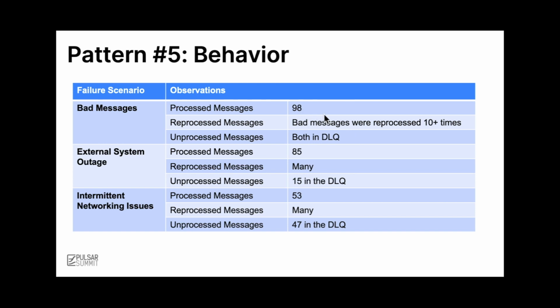But again, with the bad messages, just as expected, the 2 bad ones end up in the dead letter queue. Everything else makes it through. Bad messages were bounced back and forth a little bit until it was finally given up, and that's it. External system outage, almost identical to what we saw with the dead letter queue only. Over a prolonged period of time, messages got resent, redelivered multiple times. And then the unprocessed messages, those that failed, all 15 of them end up in the dead letter queue, so we have 100% accounted for.